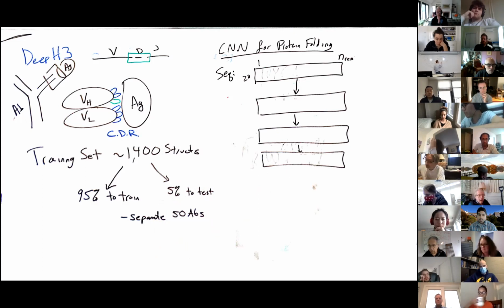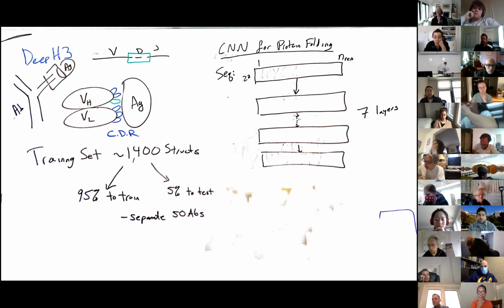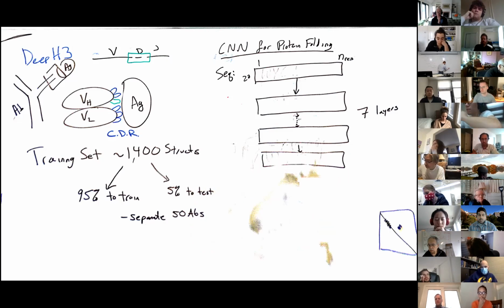Now the output I want to have is that distance matrix where I can see helices and see strands. And I especially want to see contacts between the H3 loop and the L3 loop and other things. So that's what I want to get.